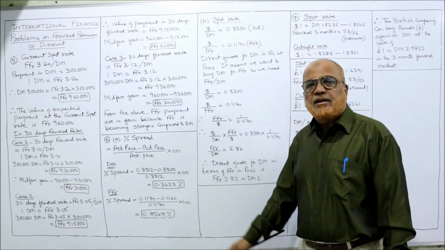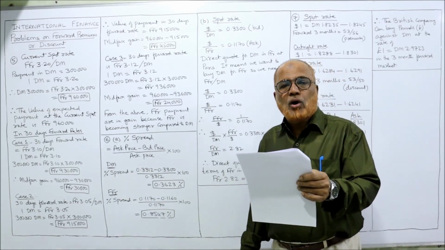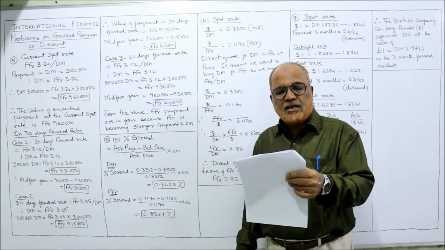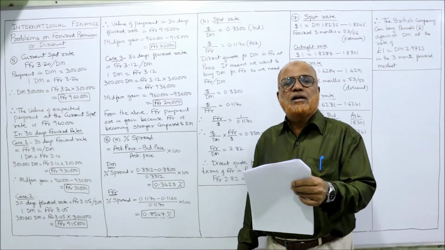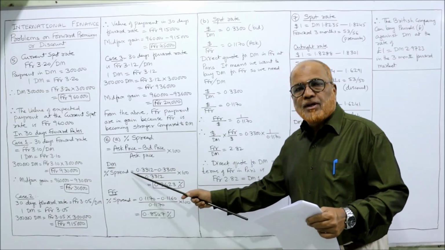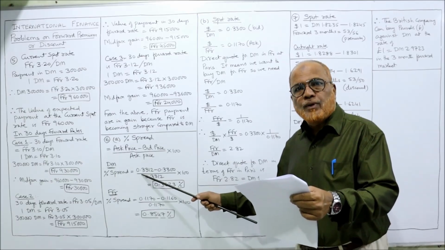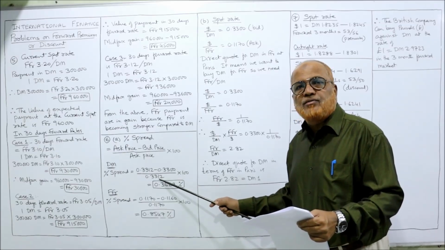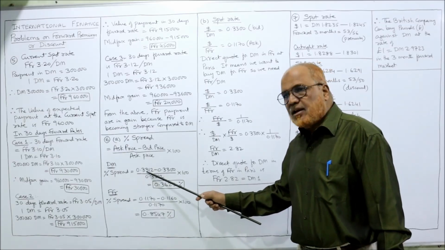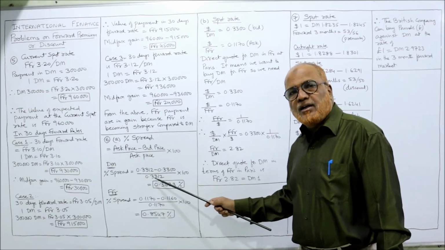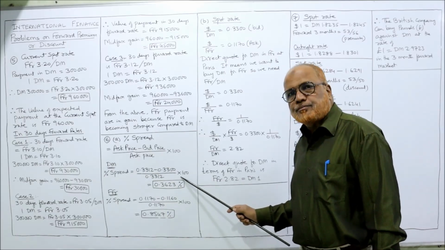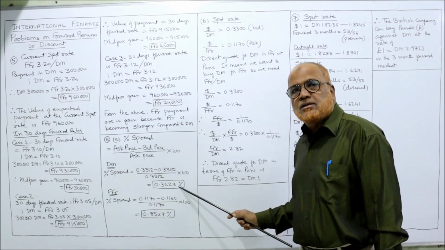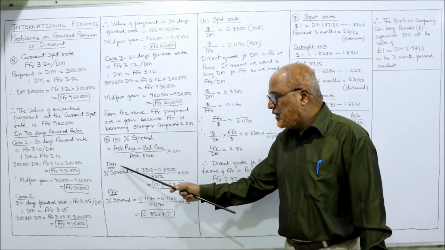Right? So first we take DM. So here the value is given dollar per DM. What is the rate? 0.3300 and 0.3312. That is the ask rate. So percentage spread is 0.3312 minus 0.3300 divided by 0.3312. This is the ask rate, this is the bid rate, divided by ask rate into 100. So if you solve this, you are going to get 0.3623%. This is the percentage spread for DM.